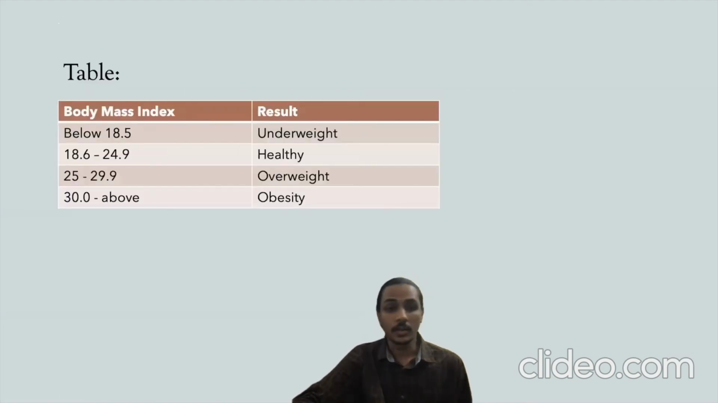So if the result is below 18.5, that means underweight. If it's 18.6 to 24.9, healthy. If the result is 25 to 29.9, it means overweight. And if it's 30 and above, that means obesity. So it's a very small example of algorithm we use in our daily life, particularly in healthcare sector, but there is a lot more.